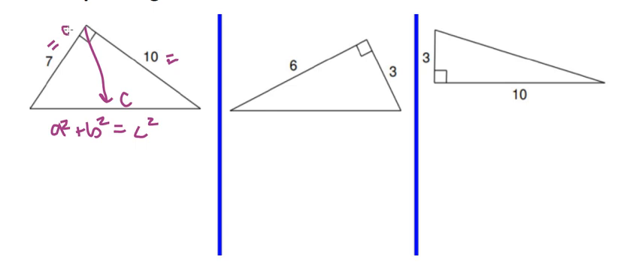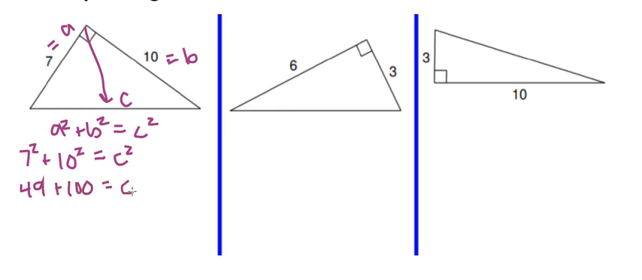So I'm going to make 7 A, I'm going to make 10 B. So when I go to set up my formula, I say that 7 squared plus 10 squared is equal to C squared. I don't know C, so I leave it as C squared. It's like a variable here. Well, 7 squared is 49, and 10 squared is 100, so that's going to be equal to C squared. Well, now I'm just solving my equation.